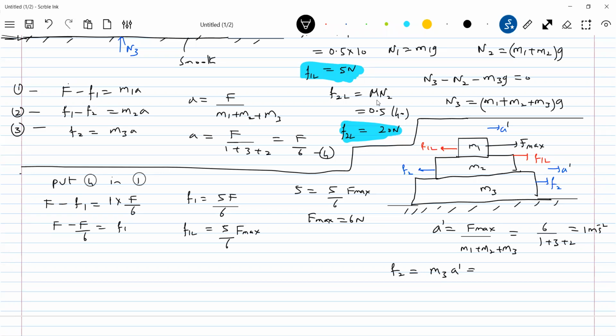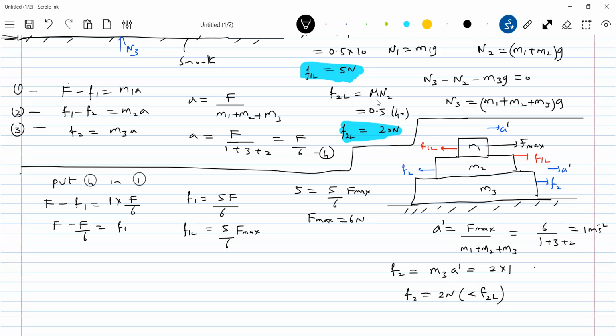Now, what is the value of A dash? What is the value of M3? 2, no? What is acceleration A dash? 1. Look at now, I am getting 2 Newton. What is F2L? 20 Newton. But how much is it acting? 2 Newton, which is less than F2L. So what I assumed now is correct. So what is our maximum force for which no slipping occurs at any block? Means, sorry, if I apply 8 Newton, then slipping will occur at 1, but slipping will not occur at 2 and 3.